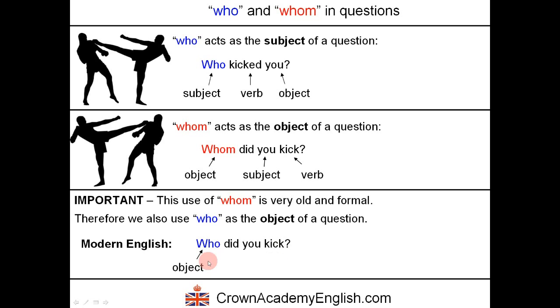So this is the object, this is the subject, this is the verb. This is why it causes so much confusion to English students, because it is not very common, so people don't really understand it. Okay?